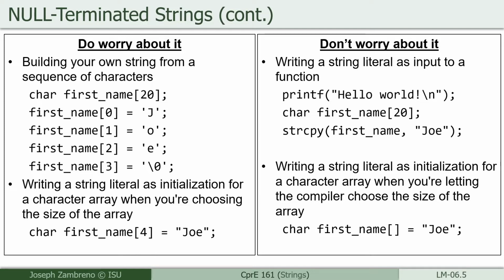You generally don't have to be doing a ton of work of manually inserting null bytes. We're going to do a quick example of that just to show how that would look in practice. The other time you don't really need to worry explicitly about the null byte, the null character, is when you're initializing a string literal like we would normally do, and you're not explicitly specifying the size of the array.